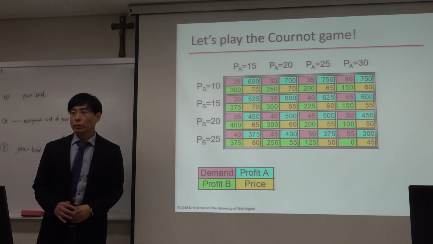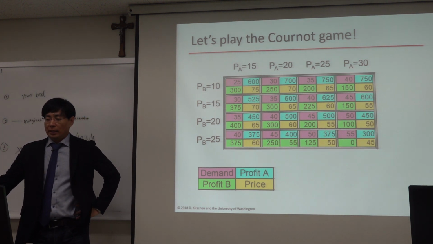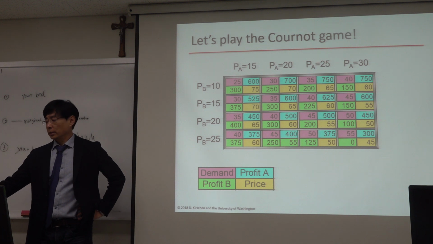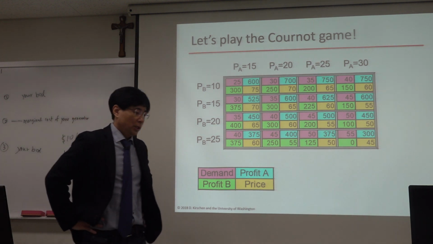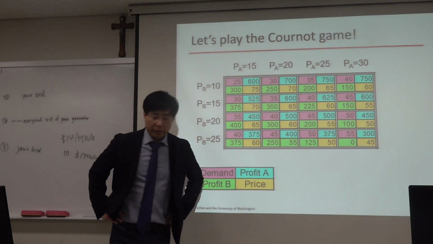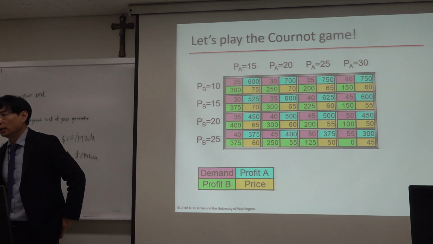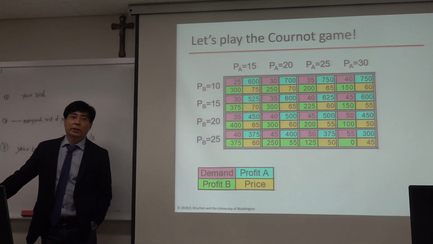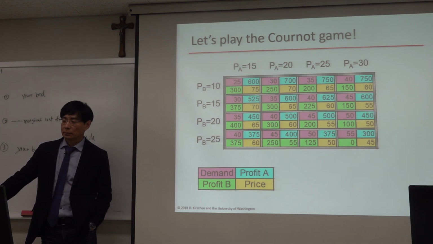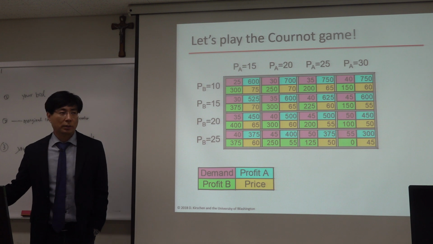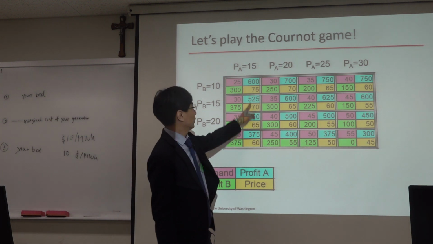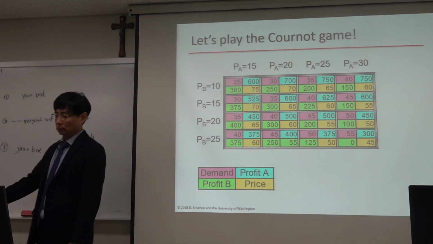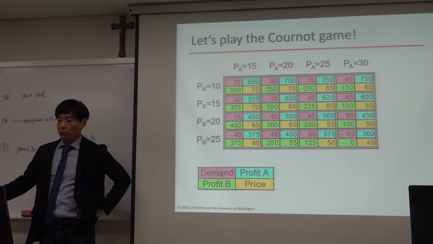Let's play the Cournot game. When this table is given to you, and suppose that you are an operator of firm A, then what would be your decision of production? How much do you need to produce? Any idea? Yeah, you want to maximize your profit. So you need to focus on this blue box. What would be your choice?